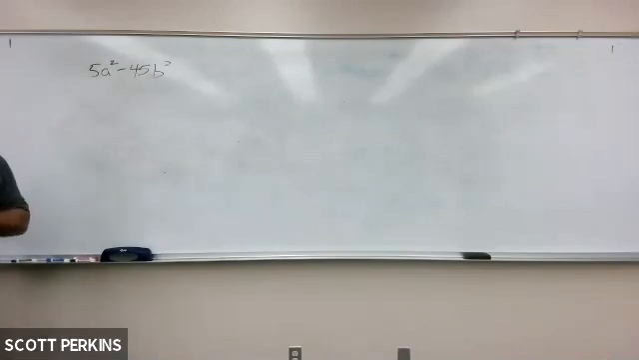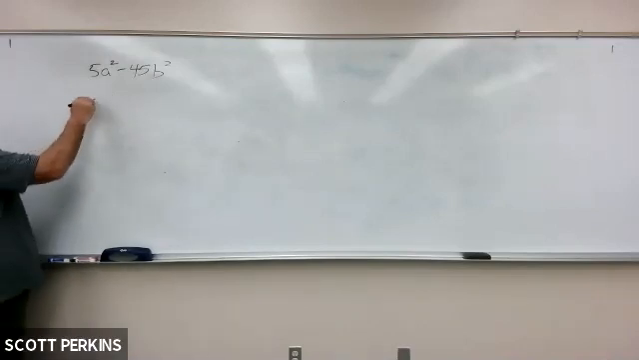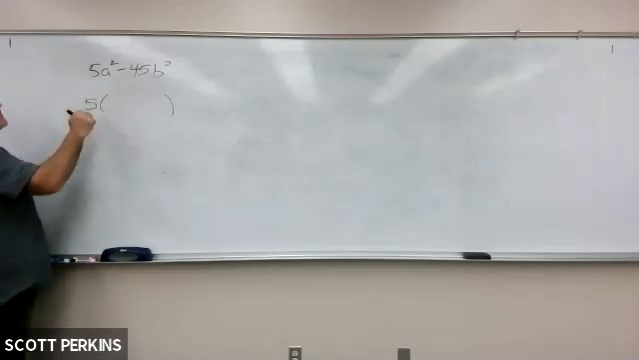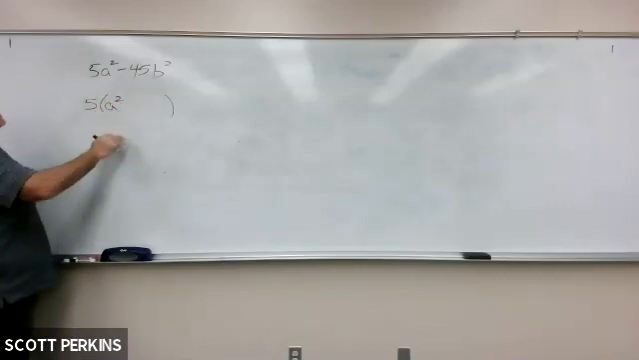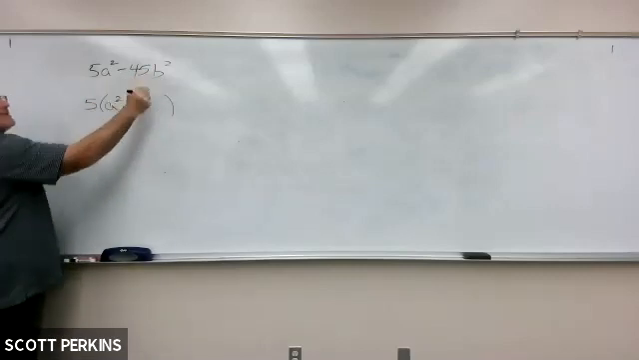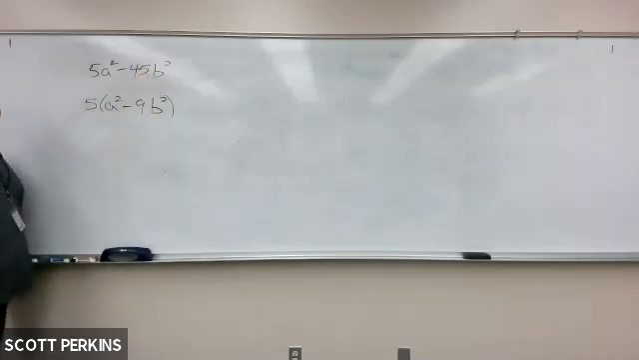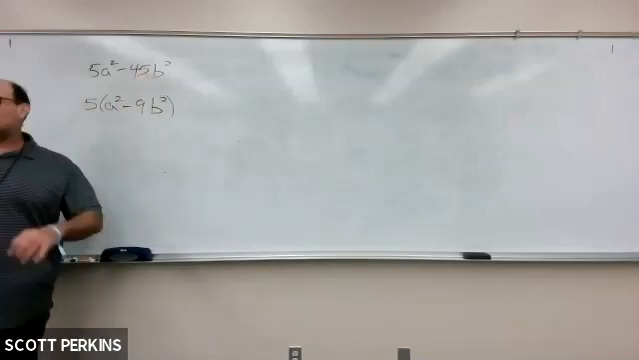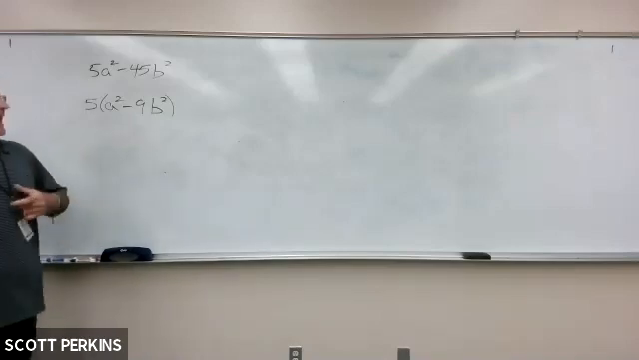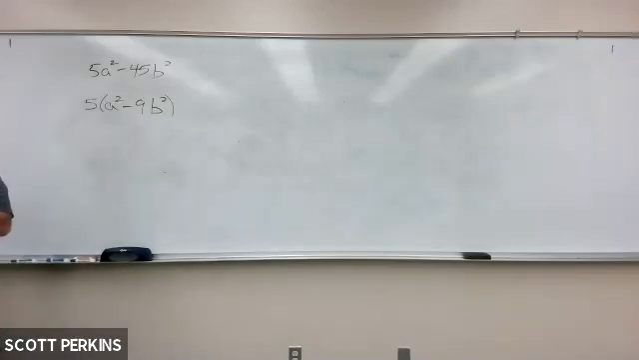What's the factor that's in common to these two terms? Yep, well said. So 5a squared, when I factor the 5 out, I'm just left with a squared. And then negative 45 divided by 5 is negative 9. And then I've got that b squared. So I factored out the common factor. That is always your first step. Try to develop the habit of looking for that first.